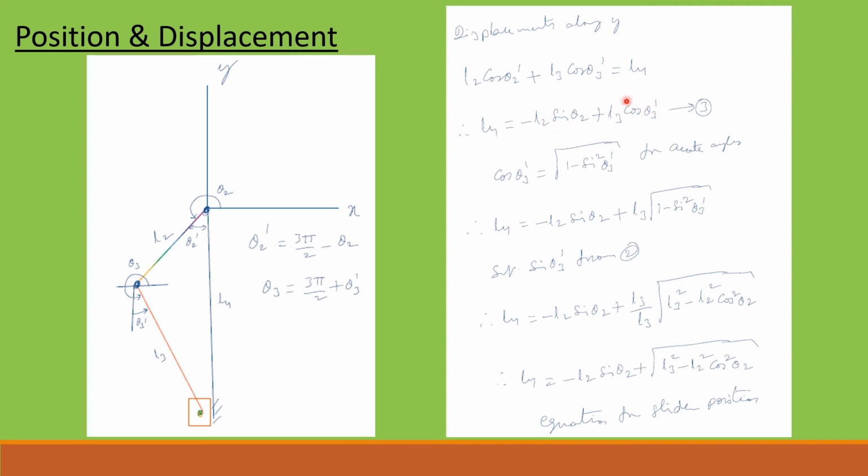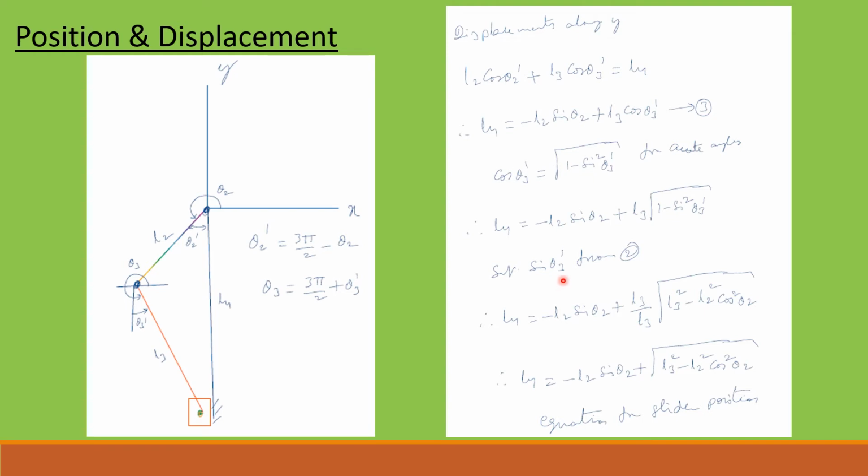So from trigonometry, we know that cos theta 3 prime can be written as square root of 1 minus sine square theta 3 prime for acute angles. So after substituting this in equation 3, we get L4 equal to minus L2 sine theta 2 plus L3 square root of 1 minus sine square theta 3 prime.